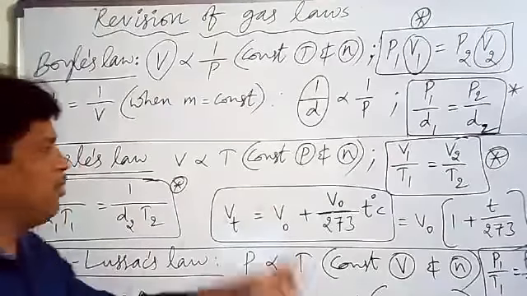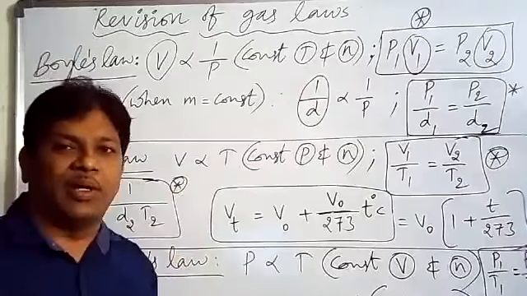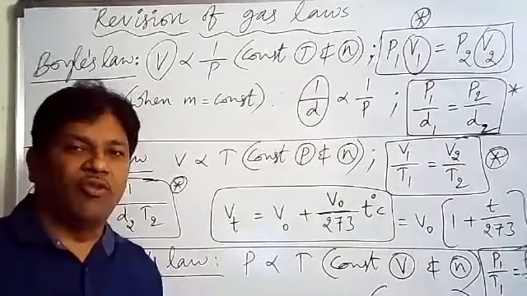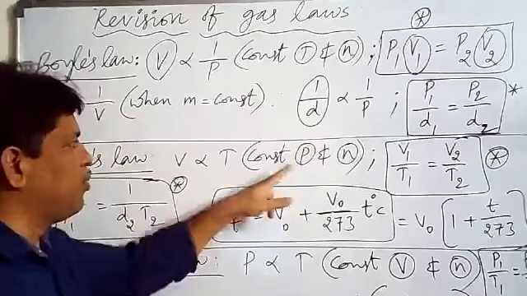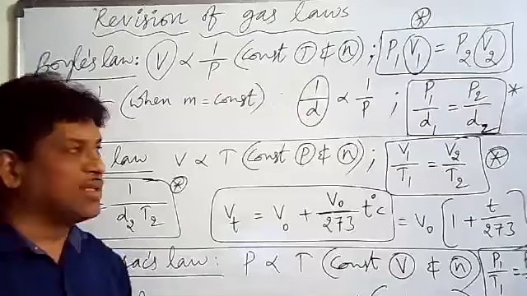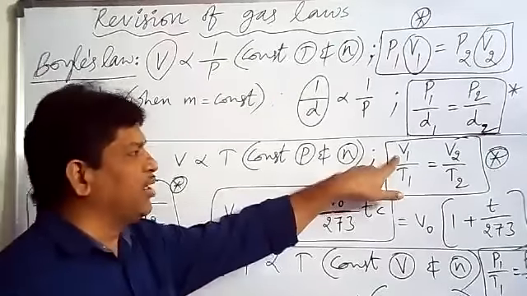The relation between volume and temperature is directly proportional. When we heat any gas, the volume of the gas expands. That's why it is directly proportional, when pressure and number of moles are constant. Next again, in place of V1, what can we write? I told you.